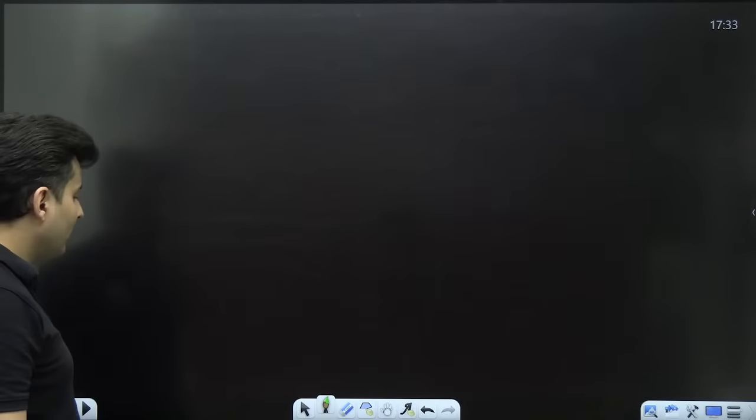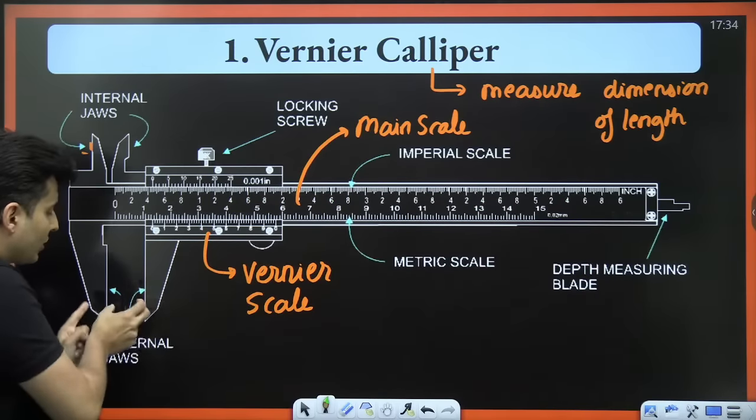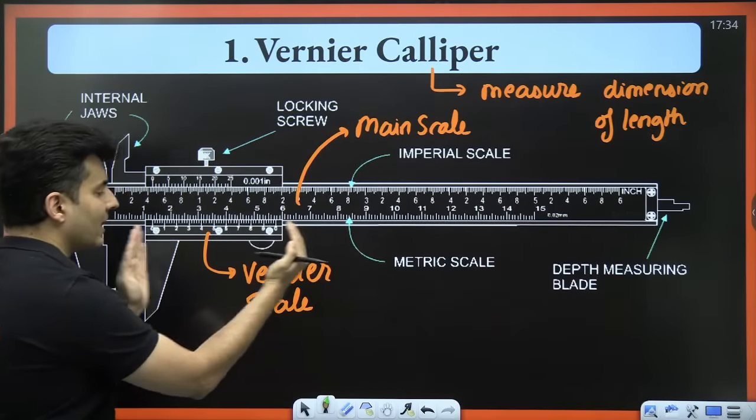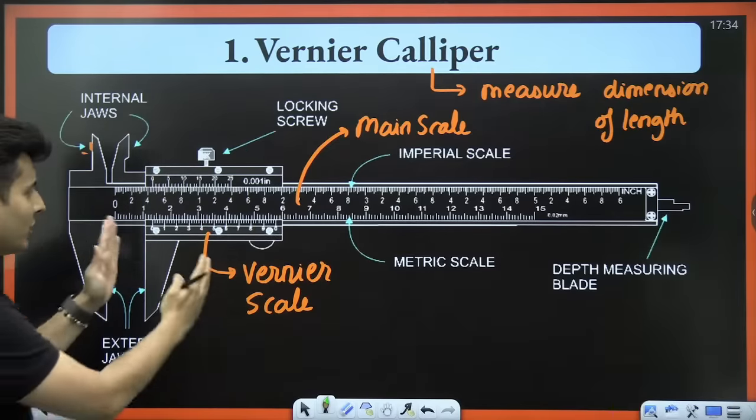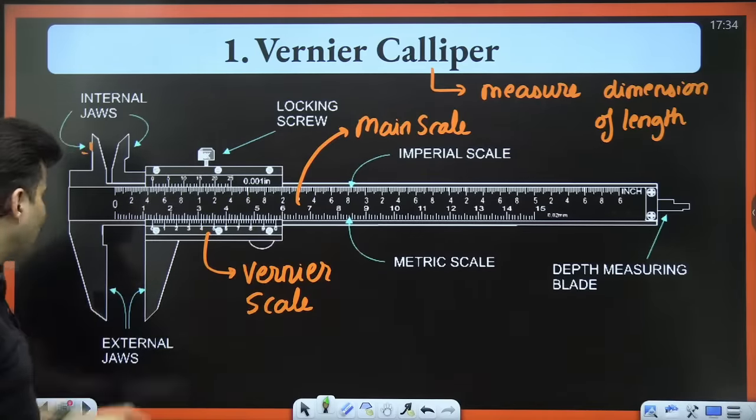Awesome. Now the next thing to understand is, when you actually put something, you move this vernier scale either left or right. You move this vernier scale left and right till you fit this object over here, and then you take some readings.